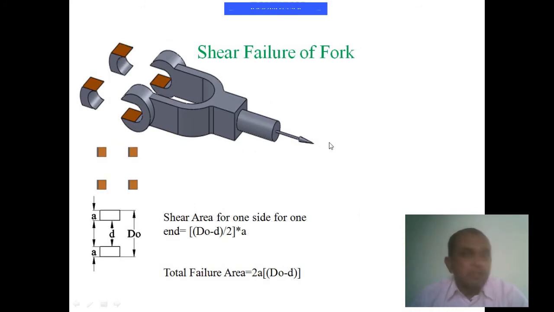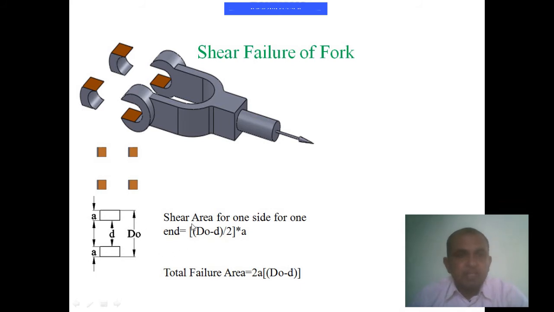Then the fork is subjected to double shear failure. As shown in the figure, the shear failure occurs in the fork where the diameter of the pin is present, at two planes, the upper plane and the lower plane of the pin. Here the typical fork cross-sectional area is present for the shear failure. Again A is the thickness of the fork, D is the diameter of the pin, and DO is the outer diameter of the fork collar.